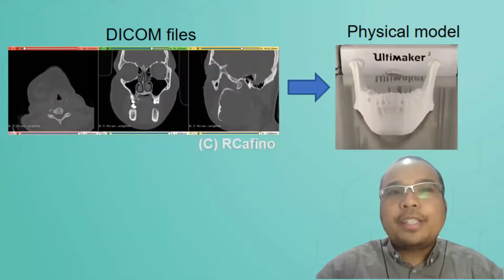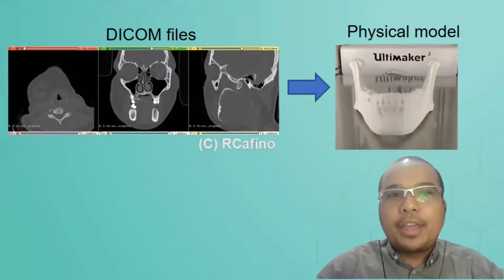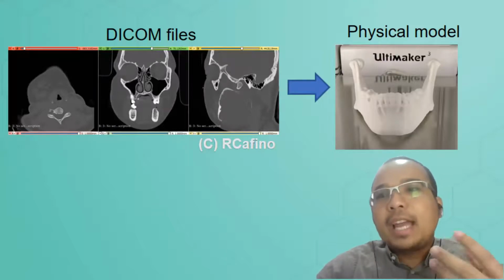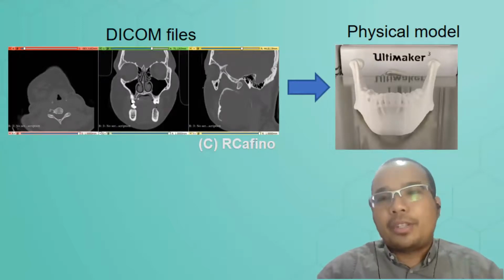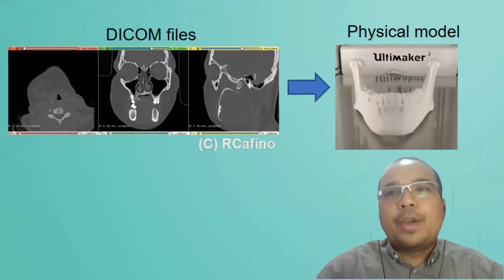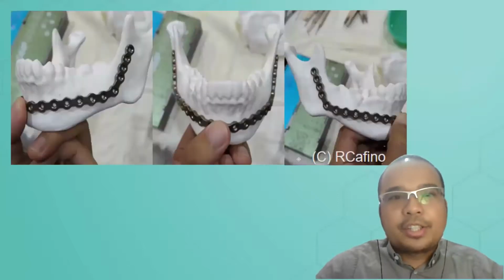So the first objective, actually the primary objective of the training program FAB Health, is very simple. It's simply to transform the DICOM file that is being generated by either MRI or CT scan into a physical model that can be used by the doctor for surgical guides.